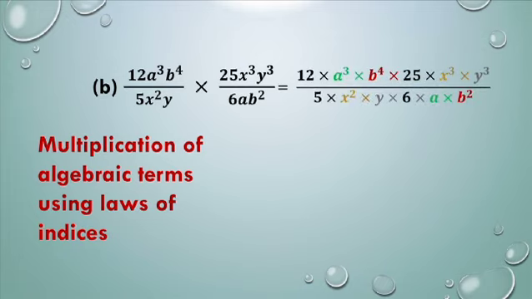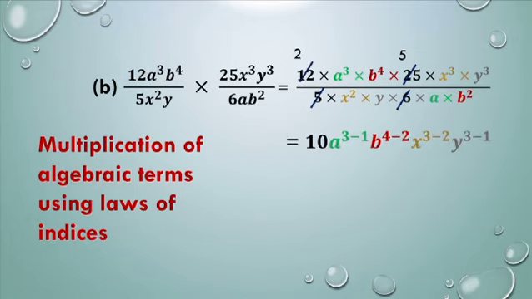So here again we are going to use the laws of indices. Now 5 will cancel with 25, giving me 5. 6 will cancel with 12, giving me 2. So 2 times 5, 10. Now I'm going to group the like terms.